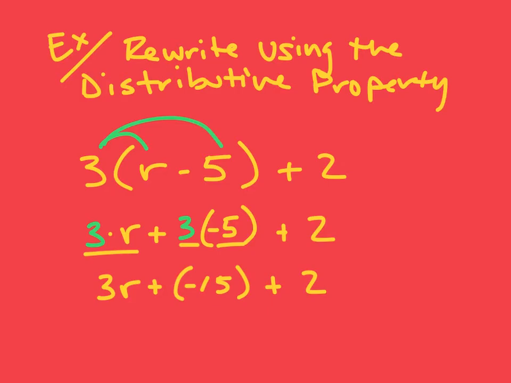Now what I want to do is combine my numbers here, okay? If I have negative 15 plus 2, I can add these two numbers together. All right, and negative 15 plus 2 is going to give me negative 13.